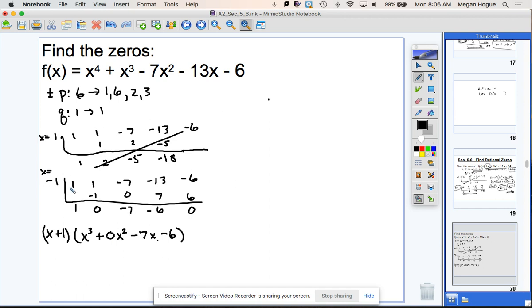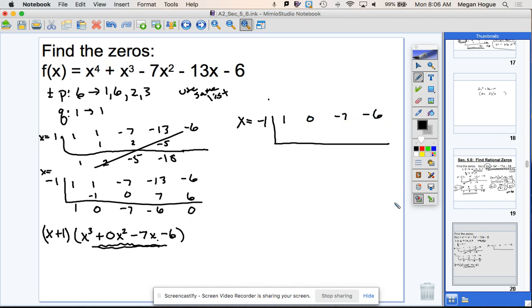-1 was an answer. It could be an answer again. So, good news, I don't have to make another list. I can go back up and use the same list, and try whatever just worked on this polynomial. So I'm going to use x equals -1, because that's the last one that worked. And I'm using it on this polynomial. So I'm using 1, 0, -7, -6.